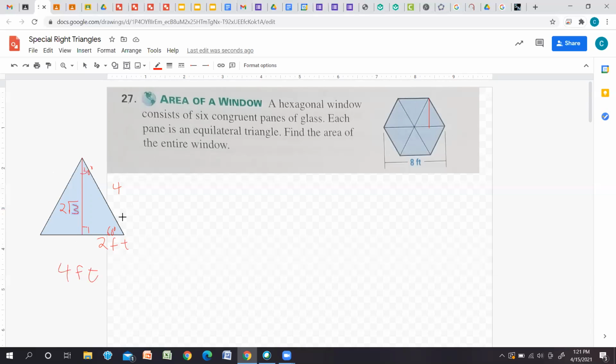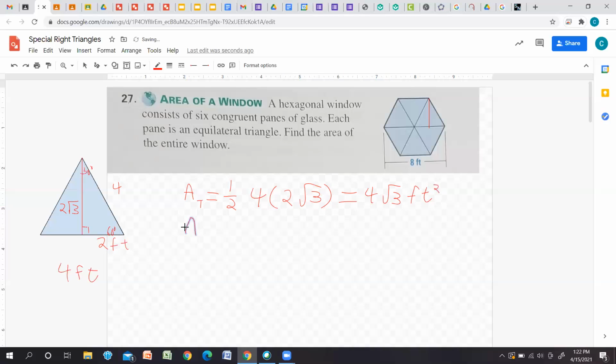Okay, so let's find the area of this triangle. Remember, the area of an equilateral triangle is 1/2 base times height. So it's 1/2 times the base, which is 4, and the height, which is 2 root 3. Okay, let's simplify that. 1/2 and 2 cancel out, so we're left with 4 root 3 square feet. Okay, that's one of the triangles.